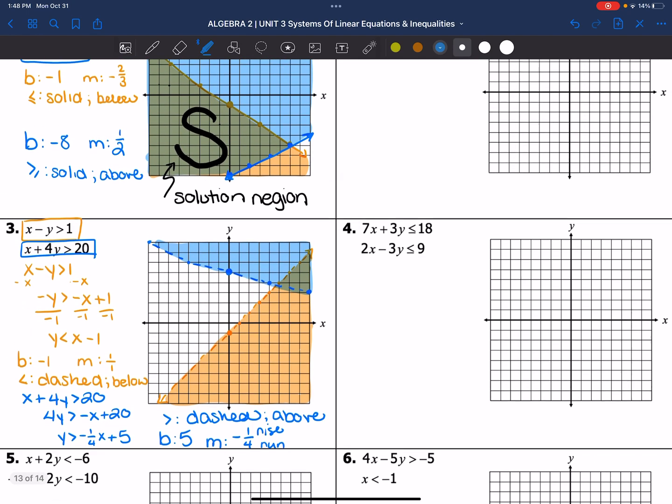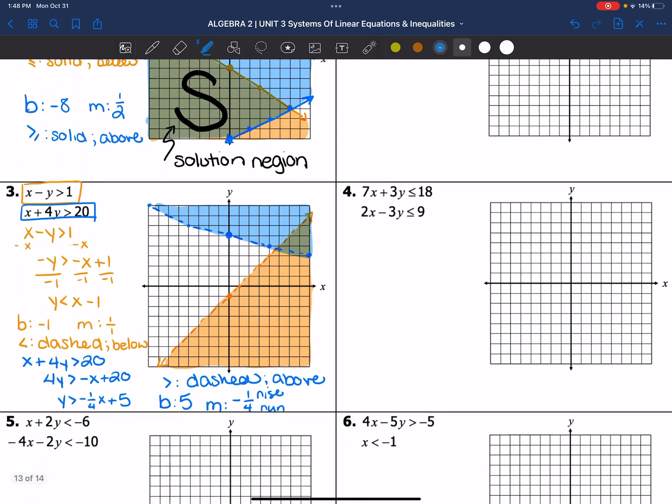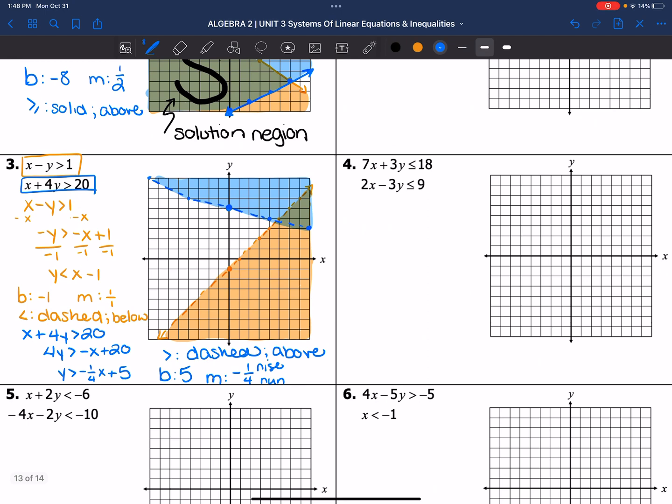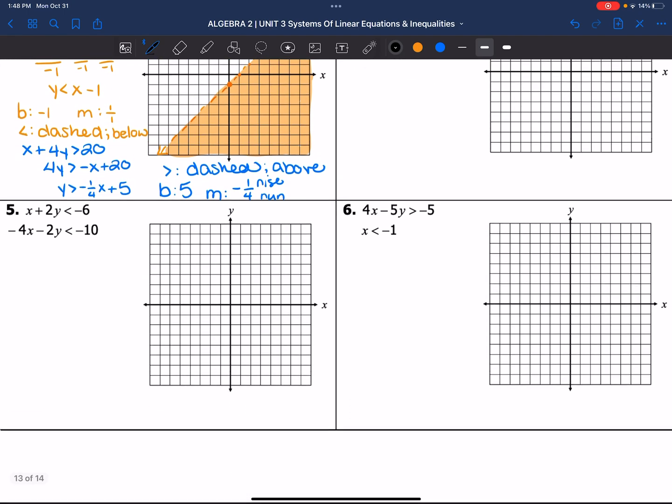So now the solution is going to be where the shading overlaps. Where does our shading overlap? That's going to be in this little section here that is in the corner where the blue and the orange are overlapping. All right, ladies and gentlemen, I want to challenge you all to try problem number 5 on your own. Go ahead and pause the video and see if you can graph that system.